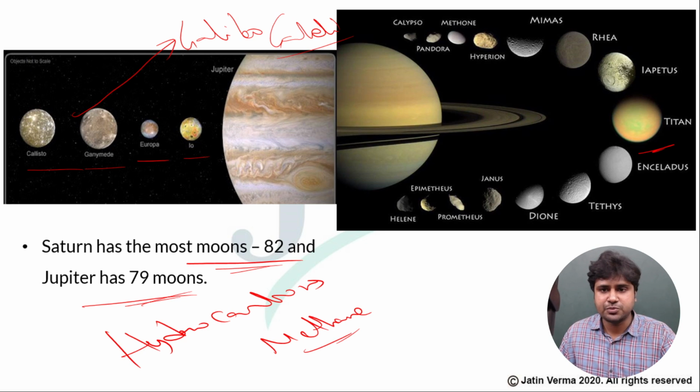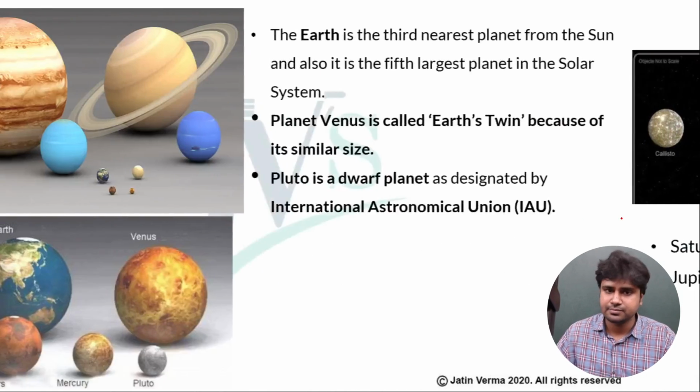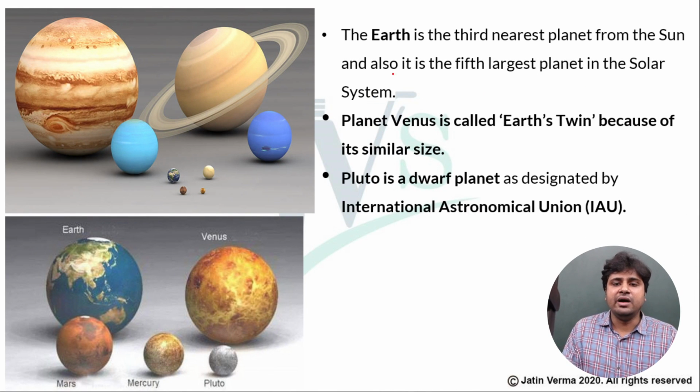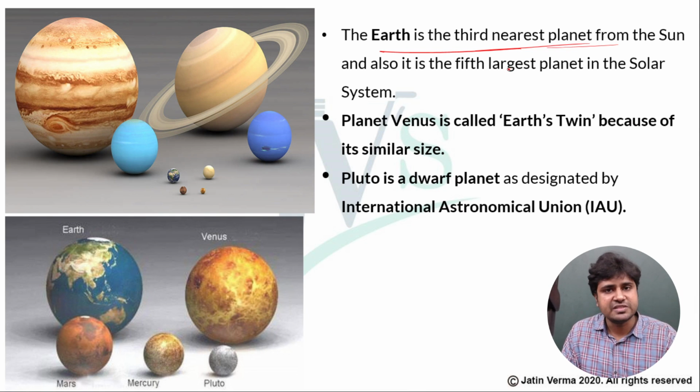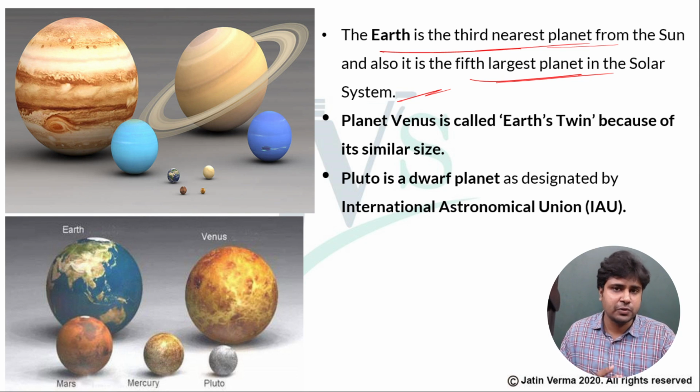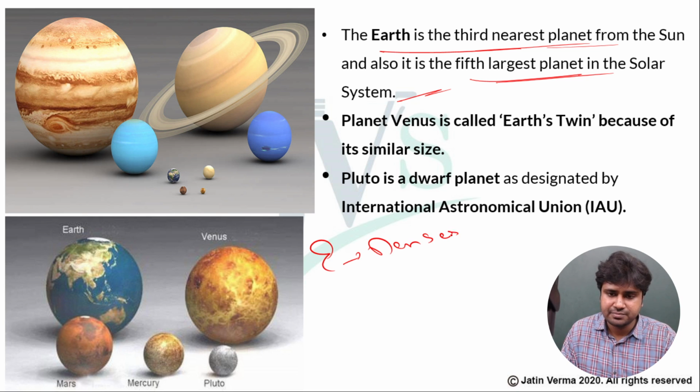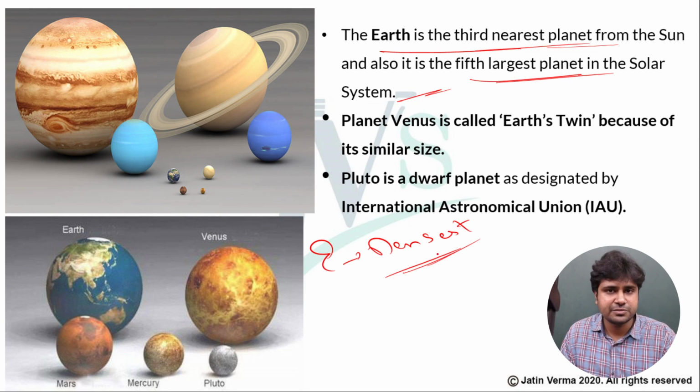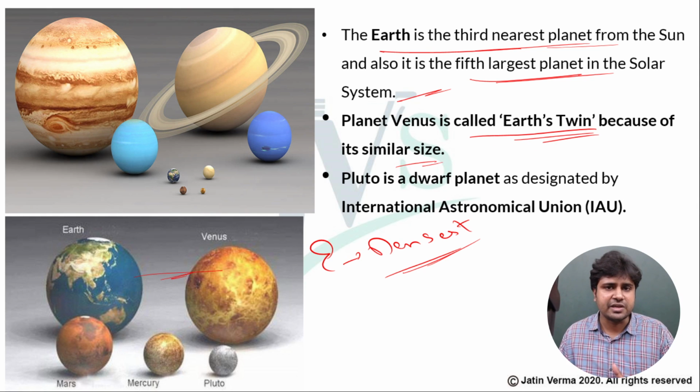Now, let me just proceed to the next one. The Earth is the third nearest planet from the Sun. It is also the fifth largest planet in the solar system. And please keep one thing in mind, the Earth is the densest planet in the solar system. Please keep this in mind. Now, planet Venus is called the Earth's twin because of its similar size. So, just look at Earth and Venus here. They have similar size. Venus is only slightly smaller than Earth.